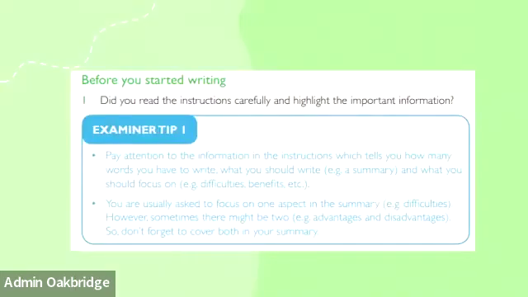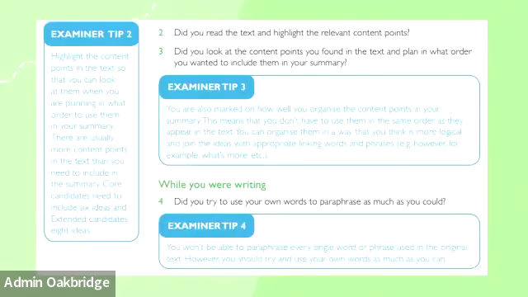So before you actually start reading, you need to read the instructions carefully, highlight important information, okay? In the question, it will tell you how many words you need to write, what you should write, and what you should focus on. This is why the question is very important. Next, you need to also remember that how well you organize the content points in your summary is also important, okay? How you organize your content points. Remember, I told you it has to be in the correct order. You don't have to use them in the same order as they appear in the text. You can organize them in a way that you think is more logical, okay?